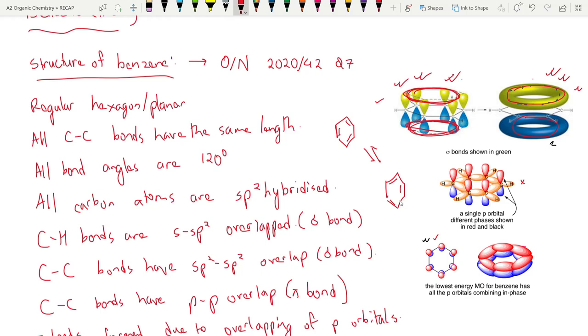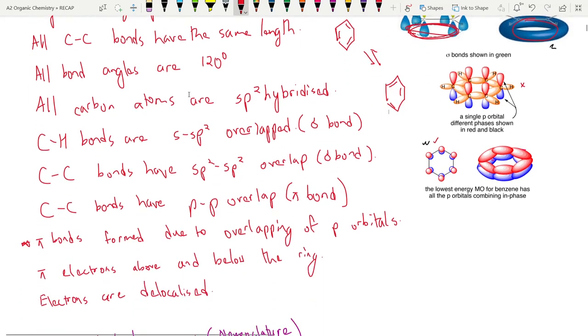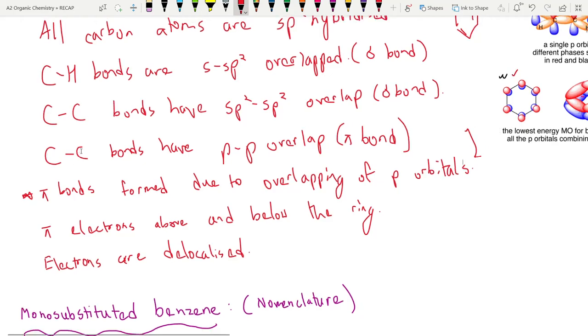Okay, so the C-C bonds have both sigma and pi bonds. The sigma bonds are between sp2 orbitals and the pi bonds are between p orbitals. Hybrid orbitals cannot form pi bonds, by the way. They can only form sigma bonds. Only p orbitals can form pi bonds. Pi bonds are formed due to overlapping. These last 3 points are from another, older mark scheme. Pi bonds are formed due to overlapping of p orbitals. This is basically the same point, right? And pi electrons are present above and below the ring, and the electrons are delocalized.